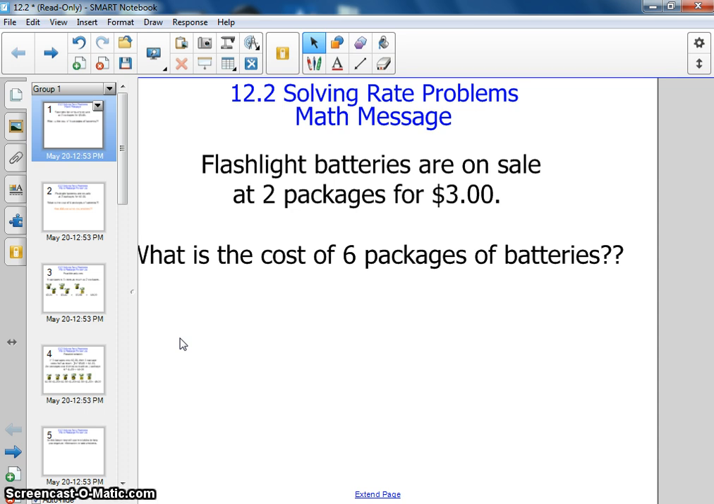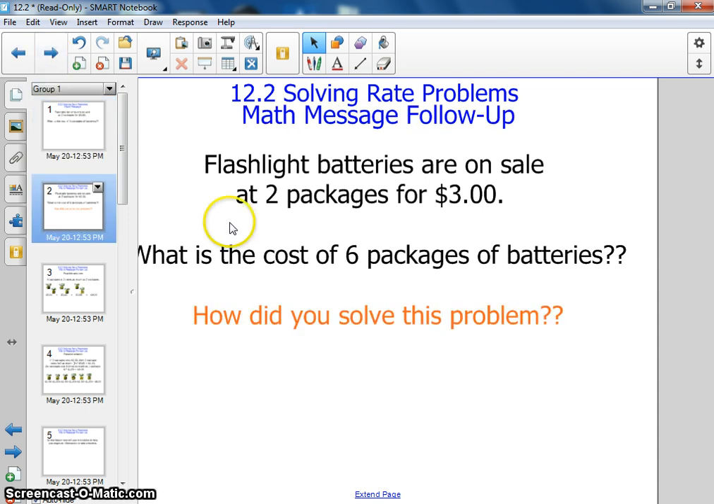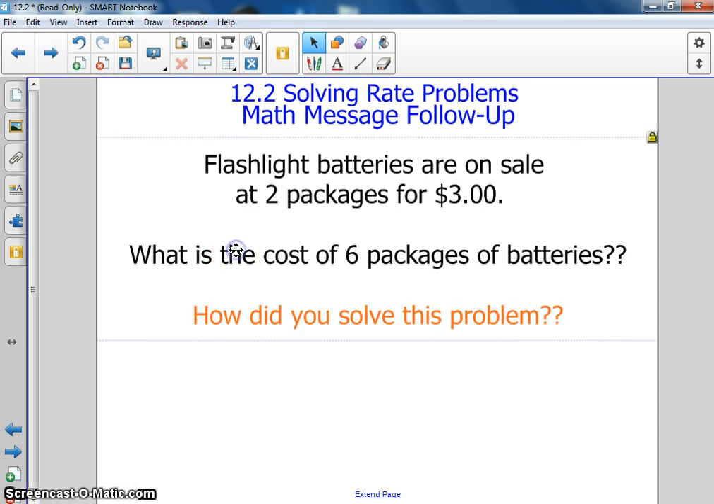Flashlight batteries are on sale for 2 packages for $3. So what's the cost of 6 packages of batteries? Okay. So what's the cost of 6 packages? Well, how do you think you solve the problem? Write that down real quick. How do you think you solve it? Pause it and do it, and then go ahead.